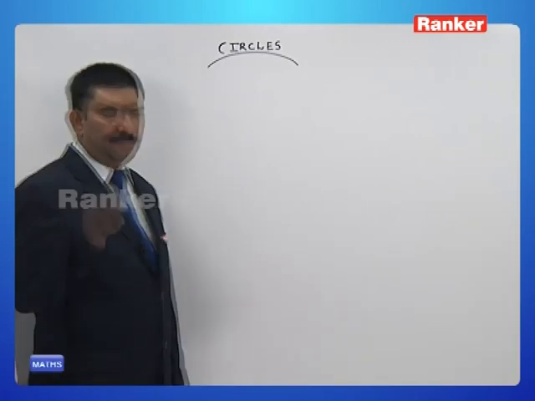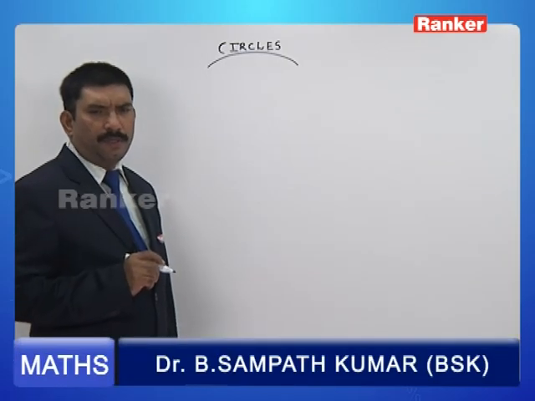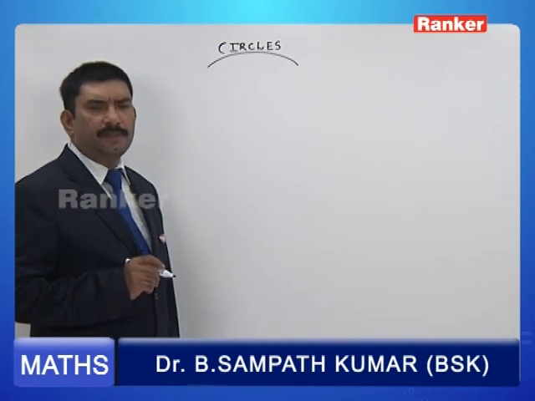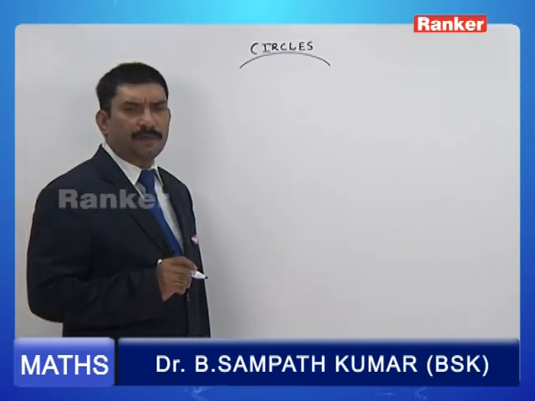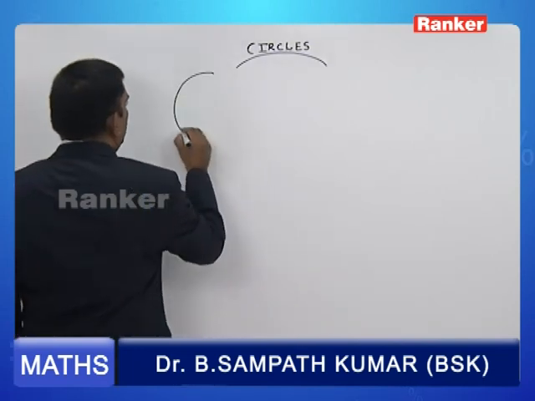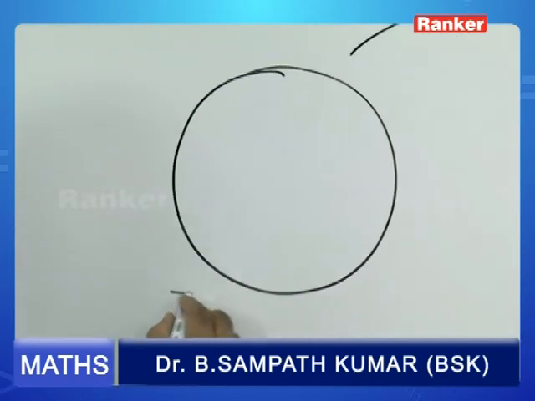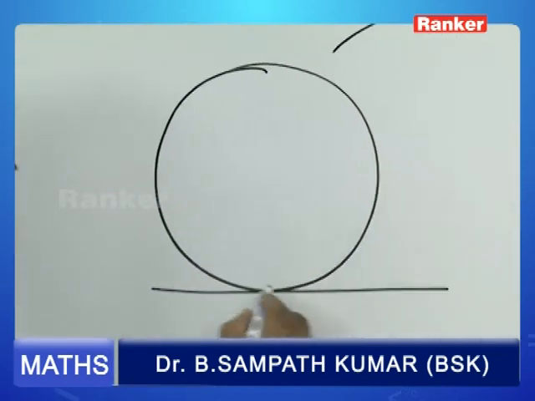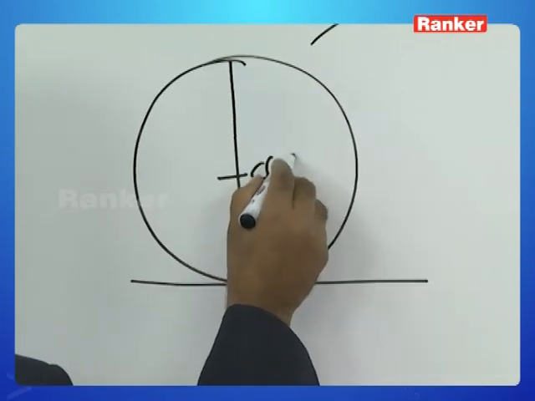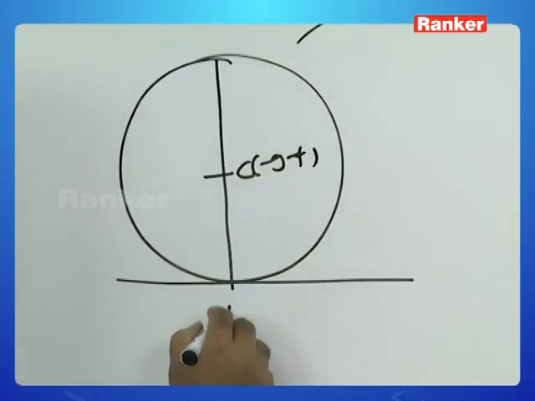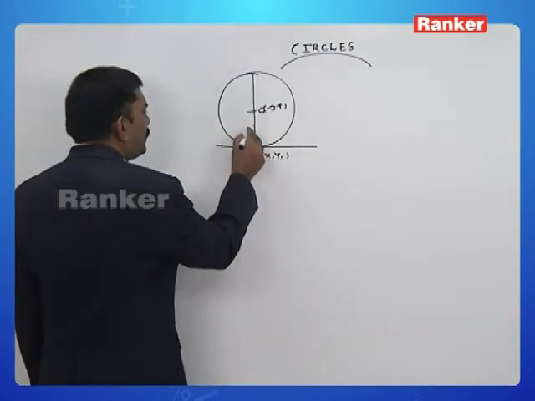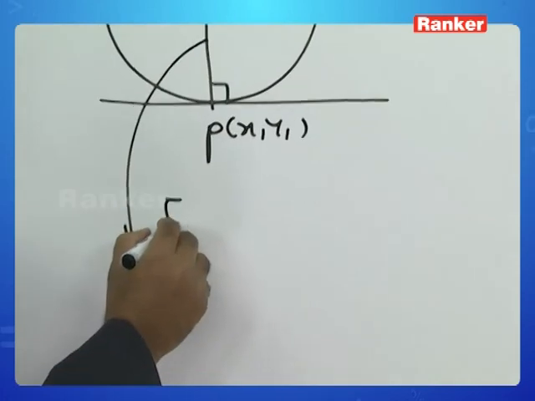In the last class, we came across the equation of the normal to the circle S equal to 0 at the point (x1, y1). This is the circle, this is a tangent, and this is the normal. The normal always passes through the center of the circle. This is a point P of (x1, y1).